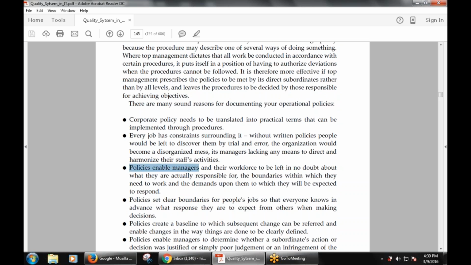And policies enable the managers and their workforce to be left in no doubt about what they are actually responsible for, the boundaries within which they need to work. Policies set clear boundaries for people's jobs so that everyone knows in advance what to expect while making decisions, as used in the policy methods.